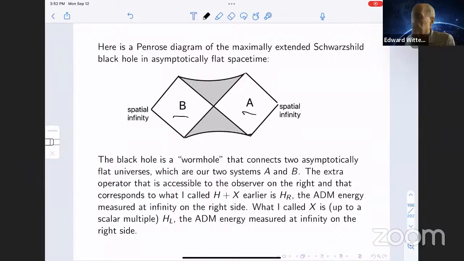The extra operator that's accessible to us, in other words, the operators who live out here, and that corresponds to what I called h plus x in defining the cross product, is HR, the ADM energy measured at infinity on the right side. If you're not familiar with the ADM energy, then just think of it as energy. In general relativity, the energy is defined at spatial infinity by a formula due to Arnowitt, Deser, and Misner. So what I called h plus x is just the energy measured here, and what I called x is the energy measured way down here.